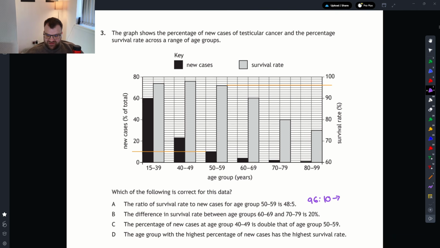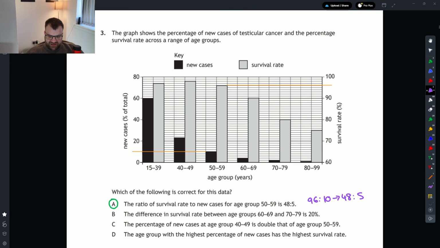Both of them can be divided by 2. And then 96 over 2 does give you 40. And then that also gives you 5. So it's looking like A is my correct answer. But we should check in case we've made a little mistake.